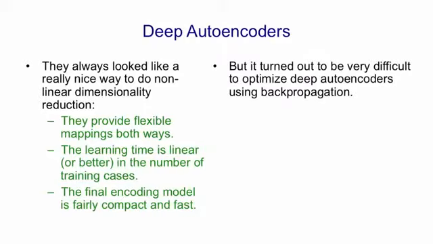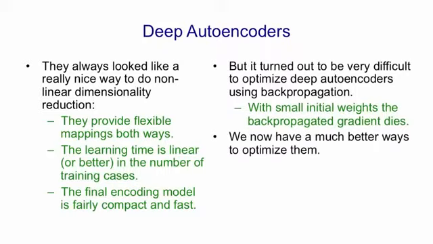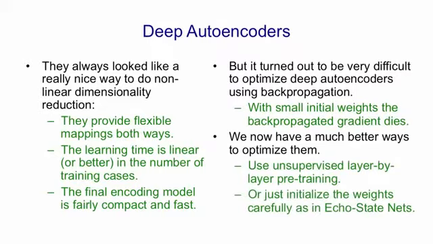Unfortunately, it was very difficult to optimize deep autoencoders using backpropagation. Typically people tried small initial weights, and then the backpropagated gradient died, so for deep networks they never got off the ground. But now we have much better ways to optimize them. We can use unsupervised layer-by-layer pre-training, or we can simply initialize the weights sensibly, as in echo state networks.